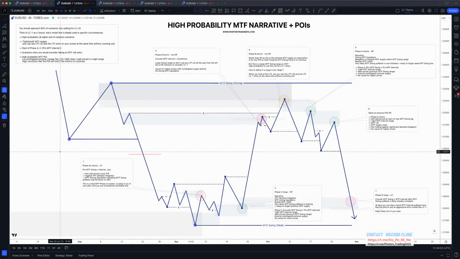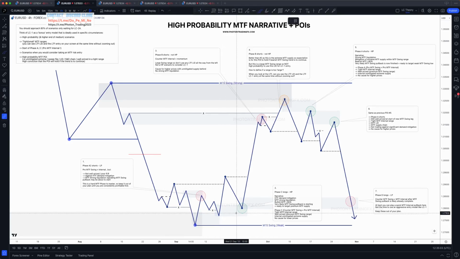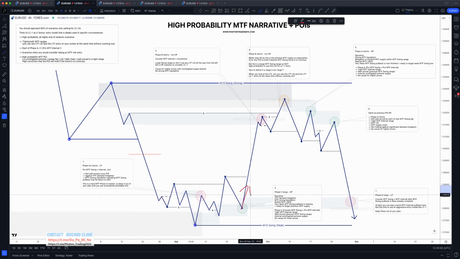Alrighty, so let's take a look at some phase C trades with LC1. Now, by now you should be very comfortable with when we should be using these phases and how they all work. But phase C is when we are trading counter swing. So if we're getting long, we're trading against the bearish swing structure, but we are trading pro internal.